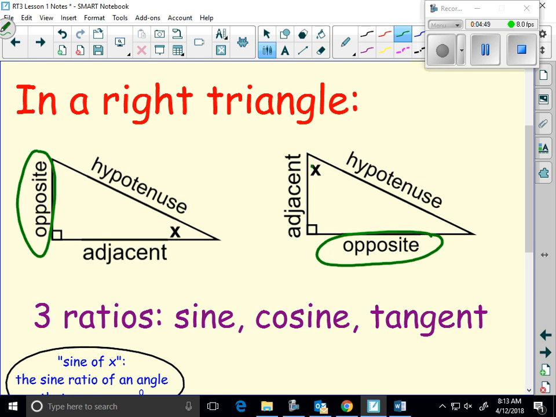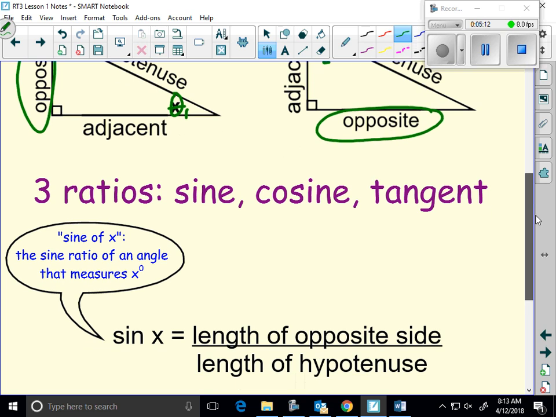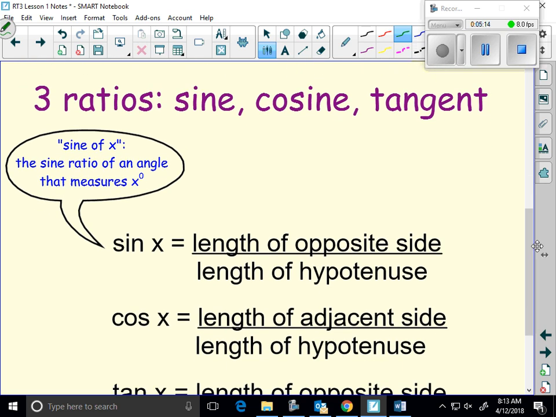The X, right? We called it theta a moment ago. Once we change where that angle is, the opposite side and adjacent side change. What doesn't change? What else? The hypotenuse, right? So I would call this maybe theta 1 and that theta 2, because the locations of those angles have changed. Okay. So now we have these three things called ratios: sine, cosine, and tangent ratio.